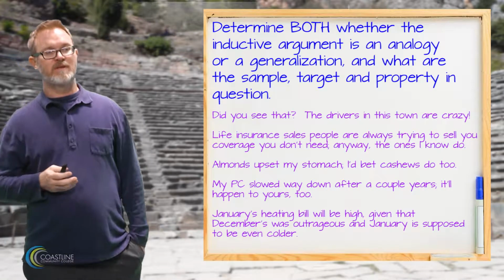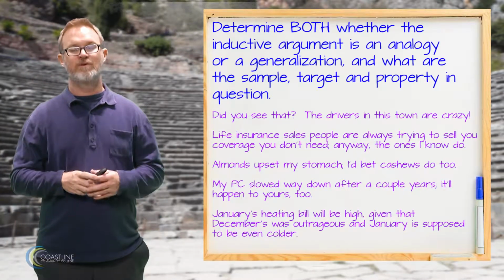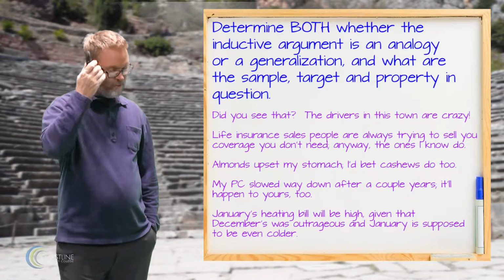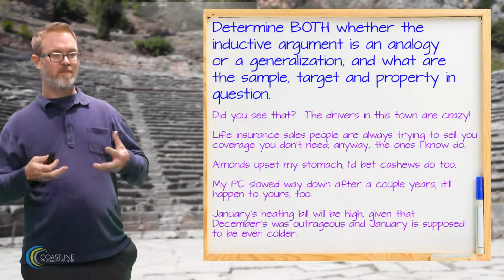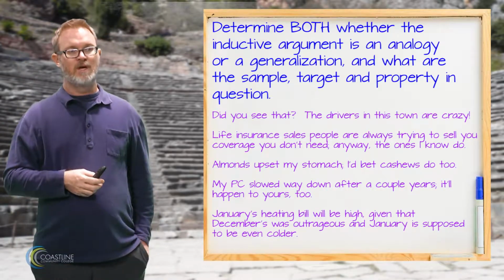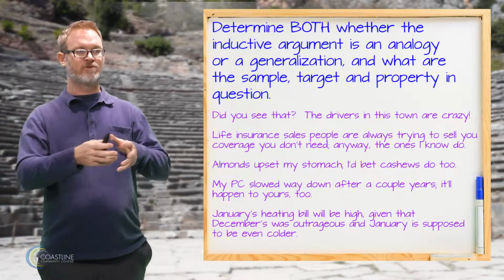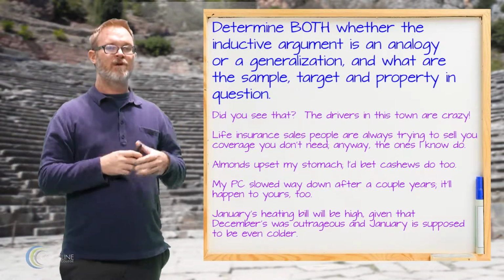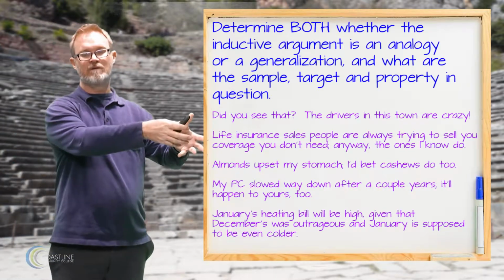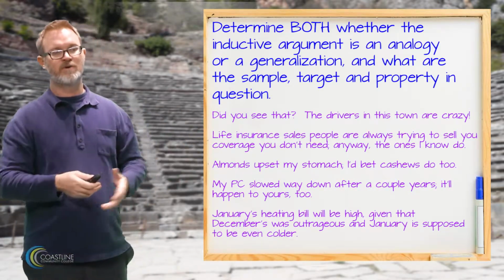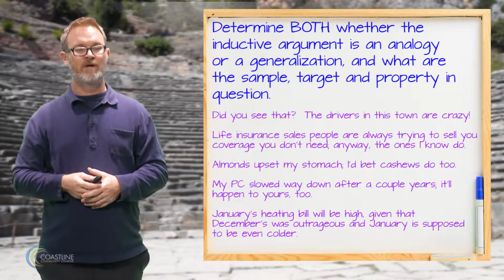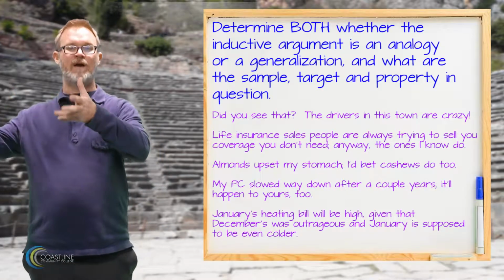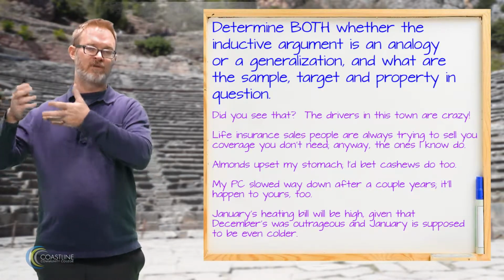Okay, the next example, it says, did you see that? The drivers in this town are crazy, right? So this is a bit of one you have to reach in, and it's got an implied sort of sample. So the reasoning here goes from, did you see that, to the drivers in this town are crazy. So here the sample seems to be whatever was seen, right? Maybe a couple drivers acting crazy in this particular moment. So whatever was seen is the sample, and then the drivers in this town, that would be the target class, right?